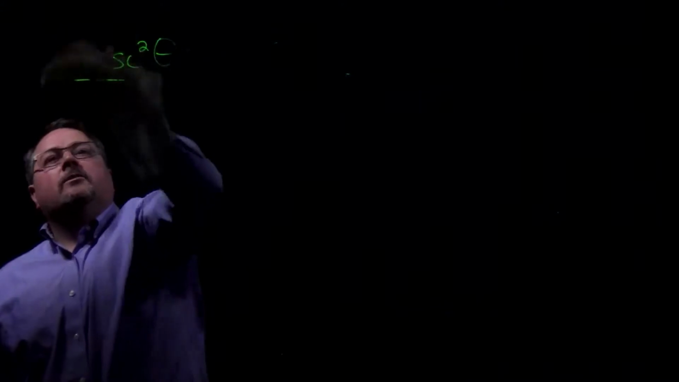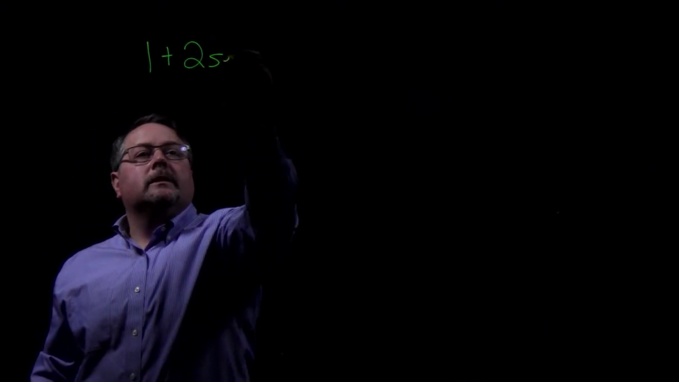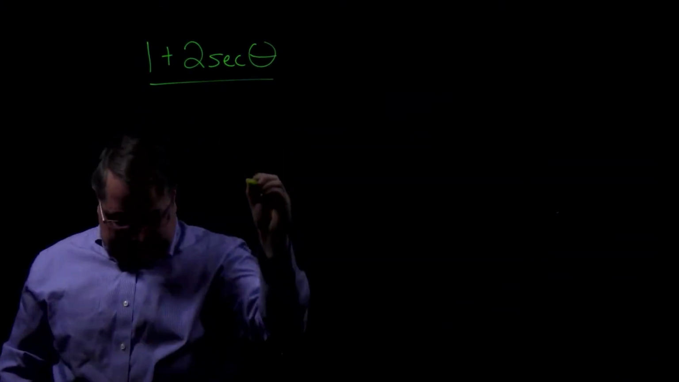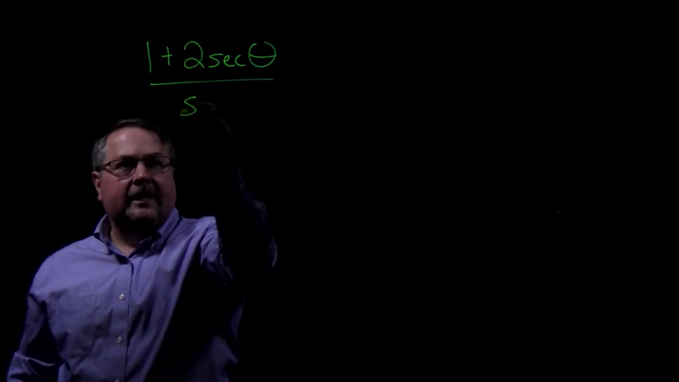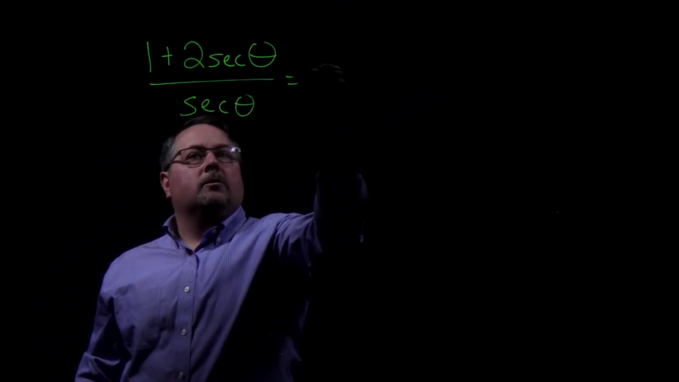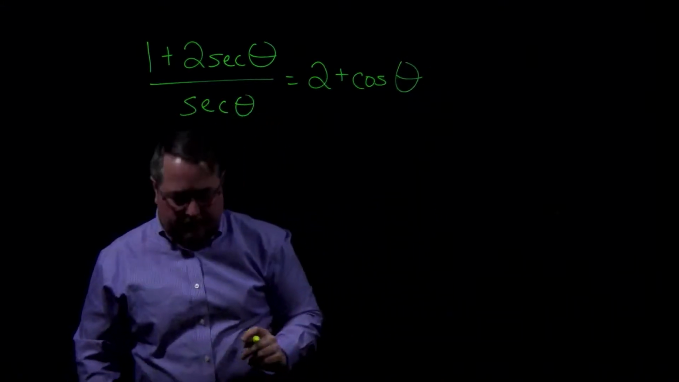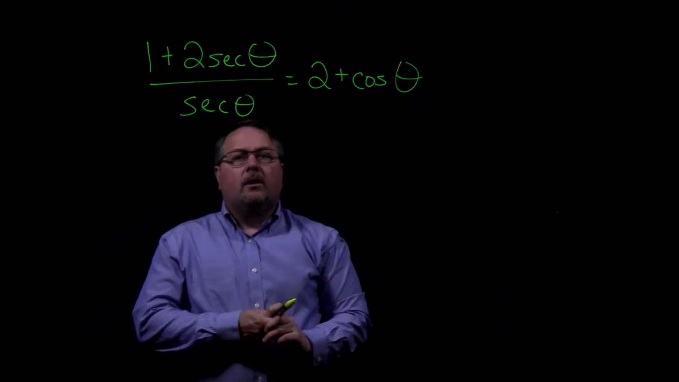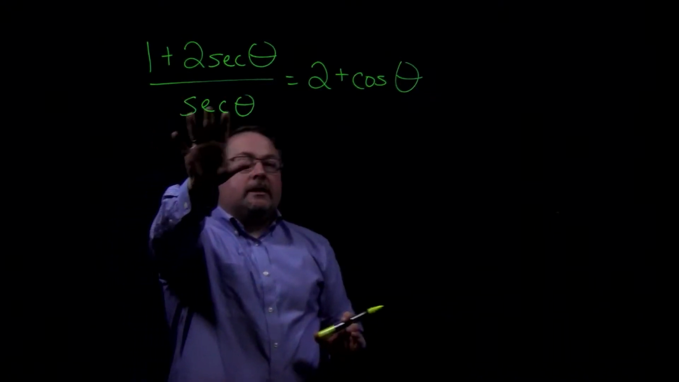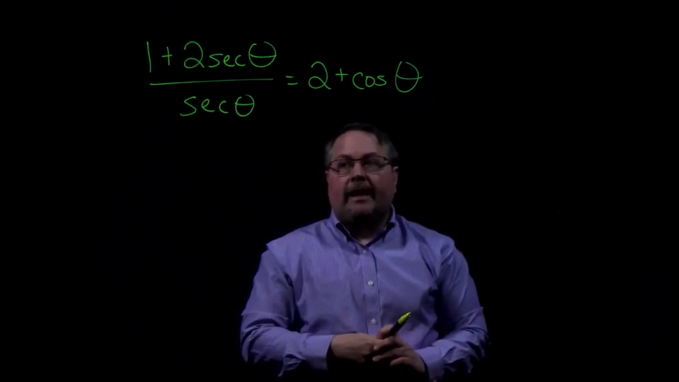Okay, so next let's take a look at some trig identities that have some fractions, and we'll look at some ways we can handle those. Okay, so we're going to take a look at the identity 1 plus 2 secant theta over secant theta equals 2 plus cosine theta. Okay, and again, we're going to start with the left-hand side. We're going to simplify it to prove that it equals the right-hand side.